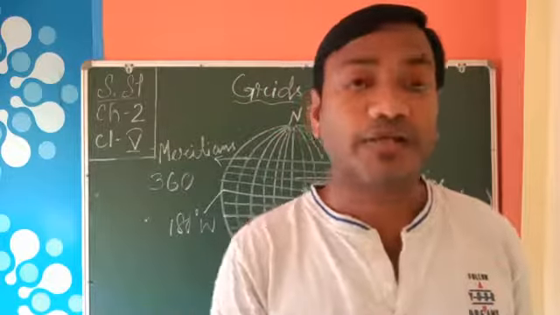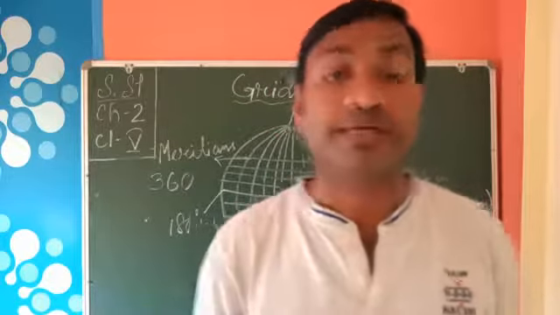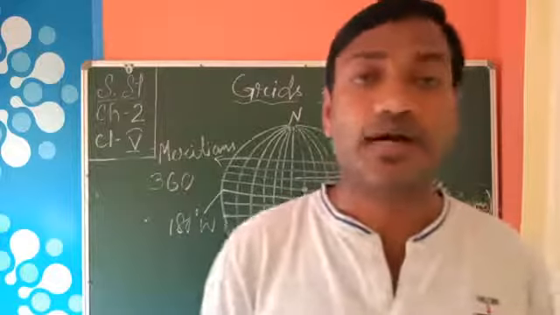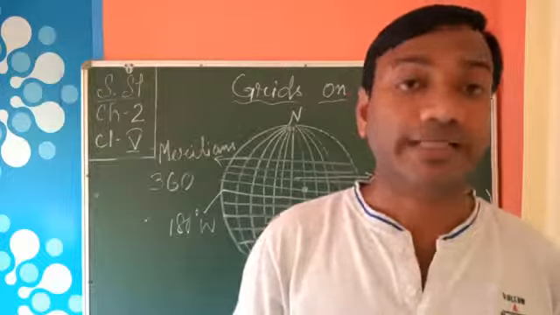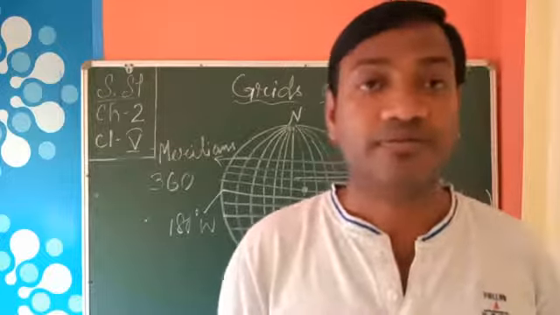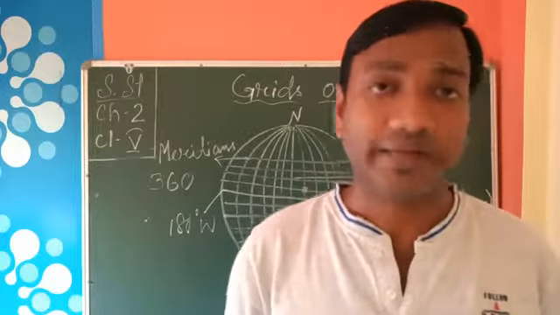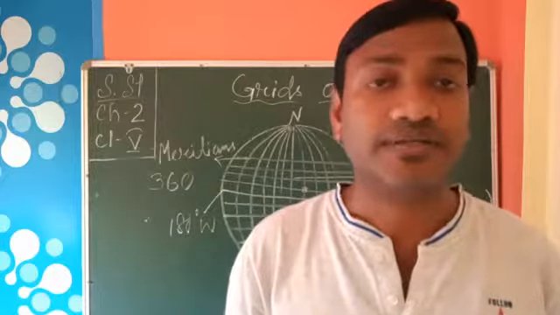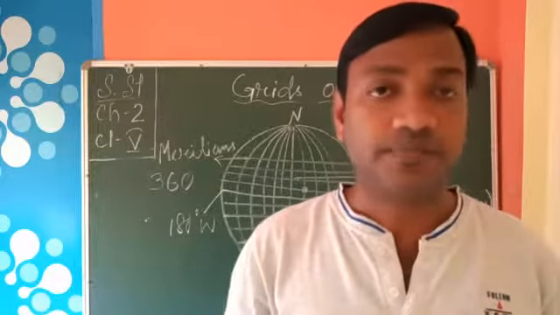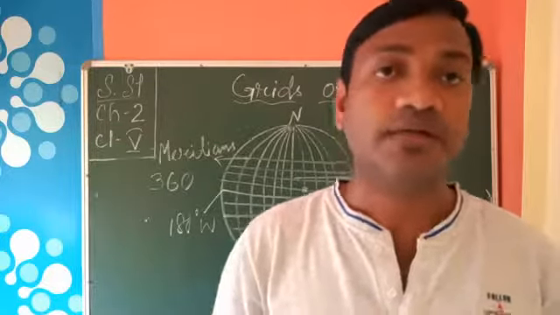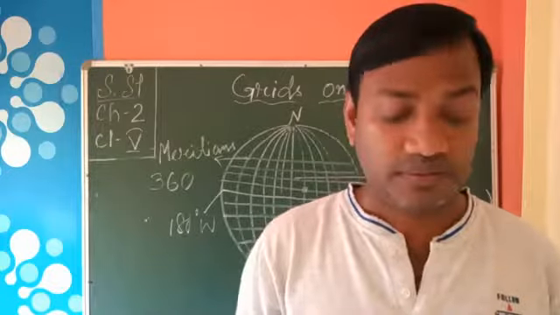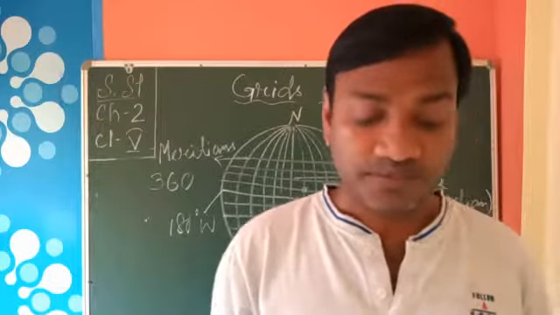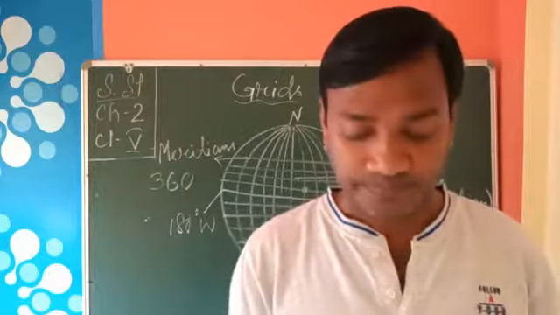So I think all of you were clear about the grids on earth. What are called grids? So these latitudes and longitudes, parallels or meridians, these are the lines which cross each other and make the grids. So this is about our second chapter, grids on earth.